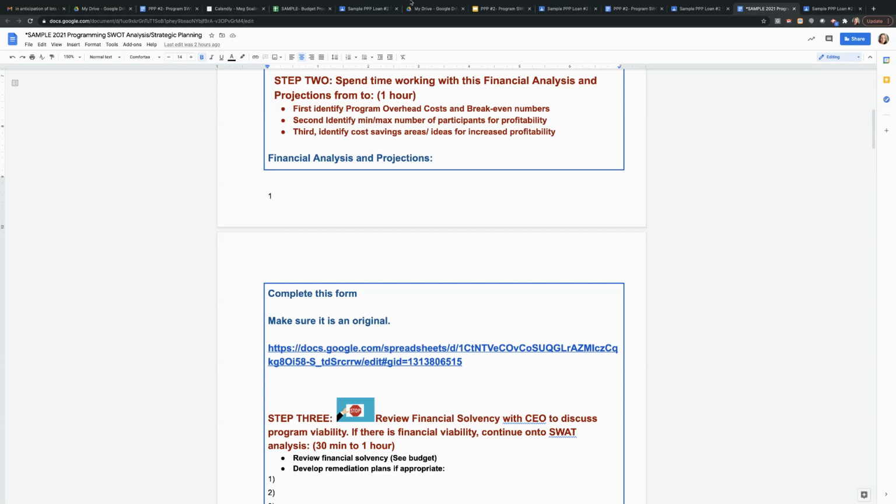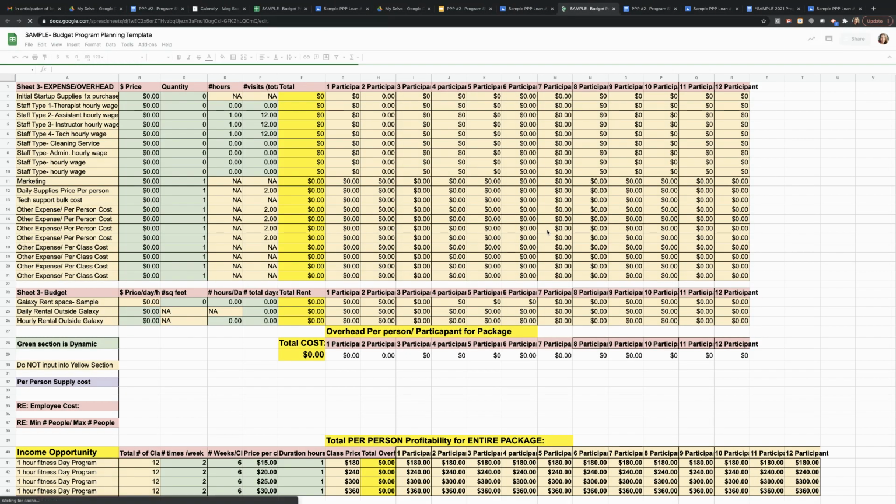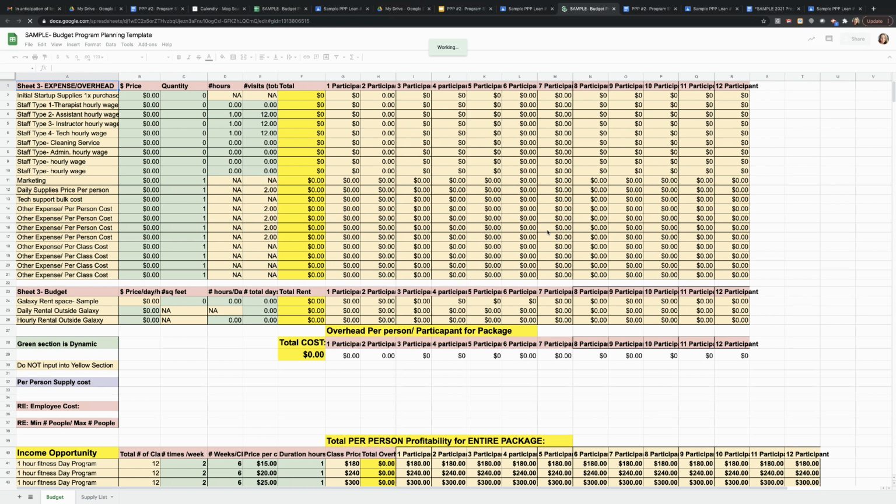But in your classroom, let me go back. Where is the classroom? There we go. If you go back to the classroom, this budget is right here. So part of step 1 is finding the competitors, comparing in the area. Step 1 also is performing this budget.